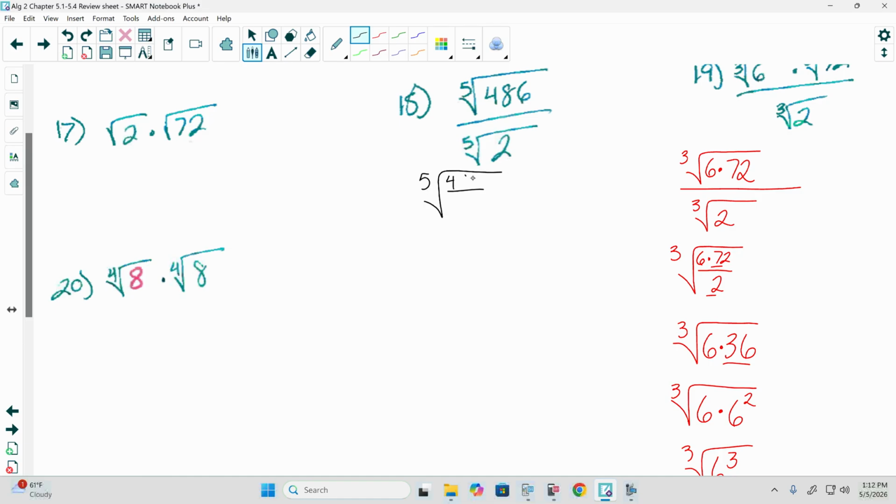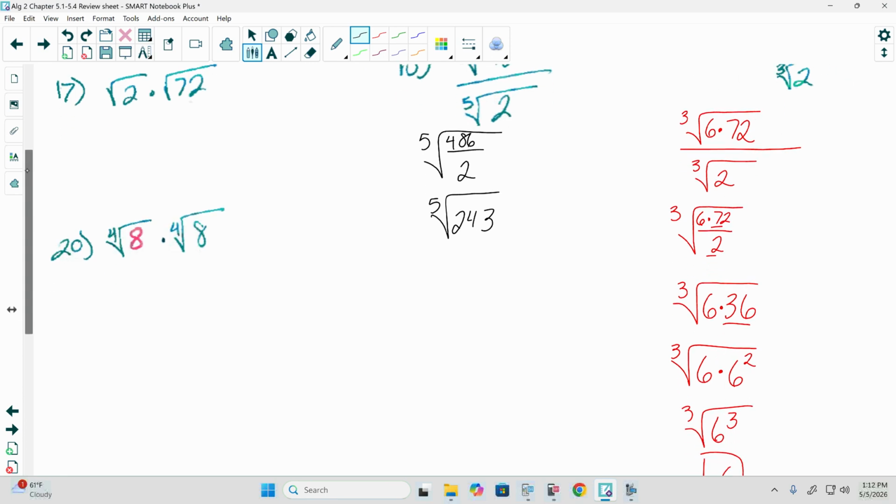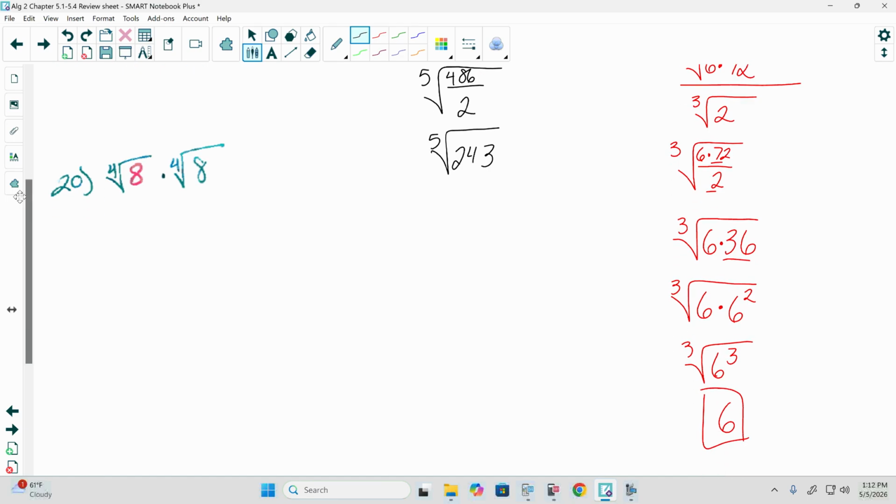And since 486 is divisible by 2, I would put them together and say the fifth root of 486 divided by 2. 486 divided by 2 is 243. Now at this point here, we can do one of two things. We can check the calculator and see if 243 is a perfect fifth power or has a perfect fifth root, or we can factor tree.